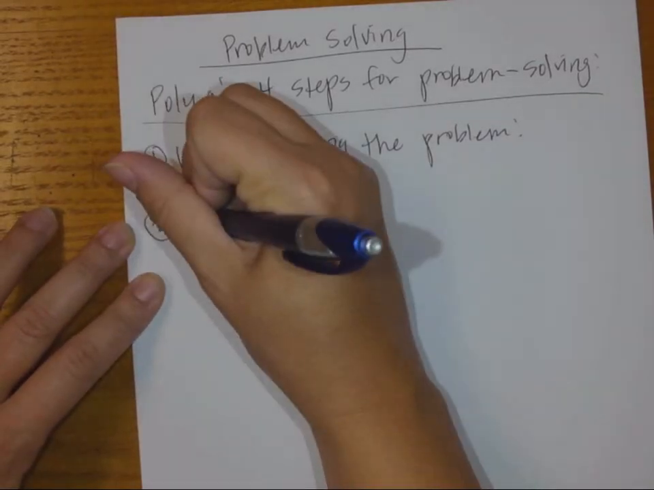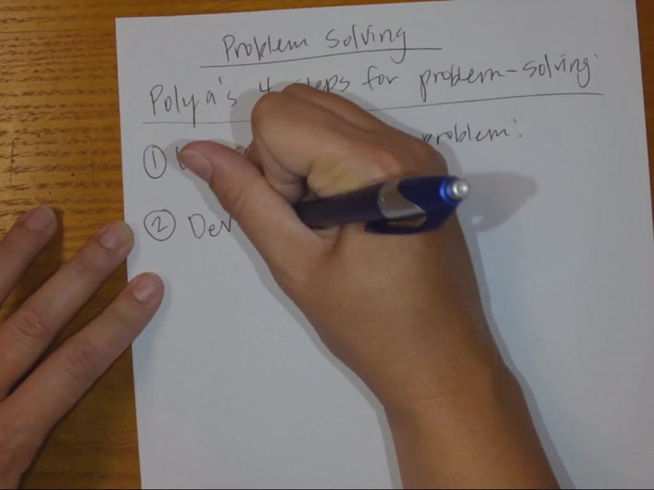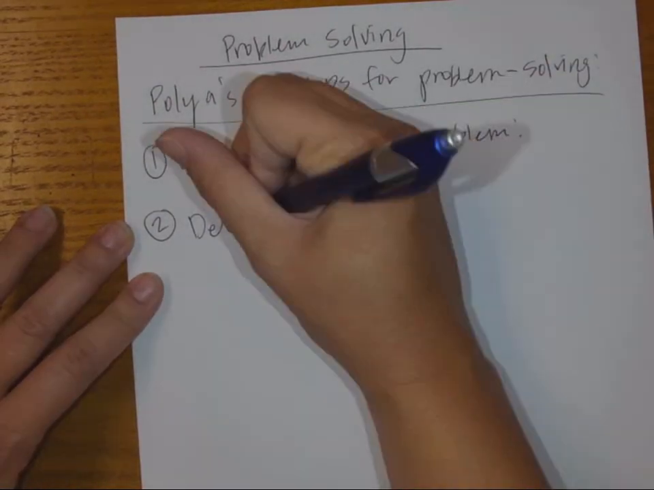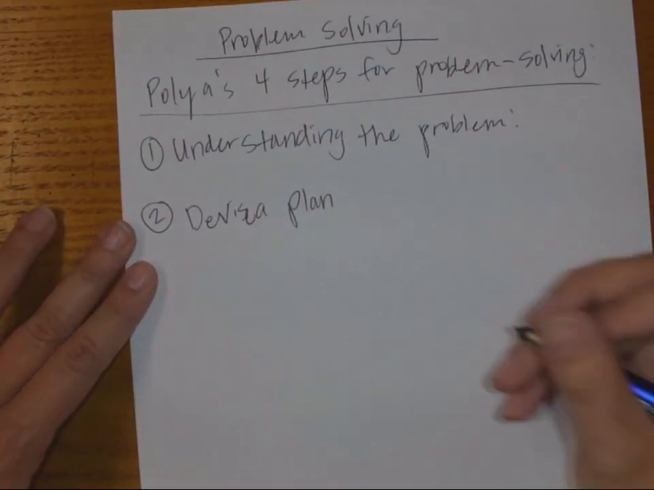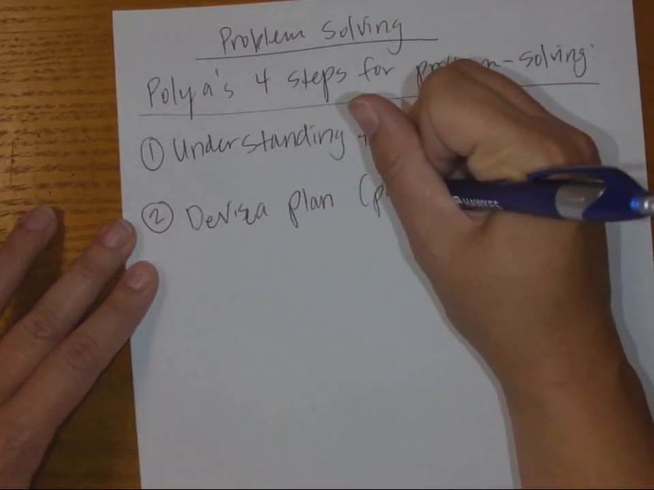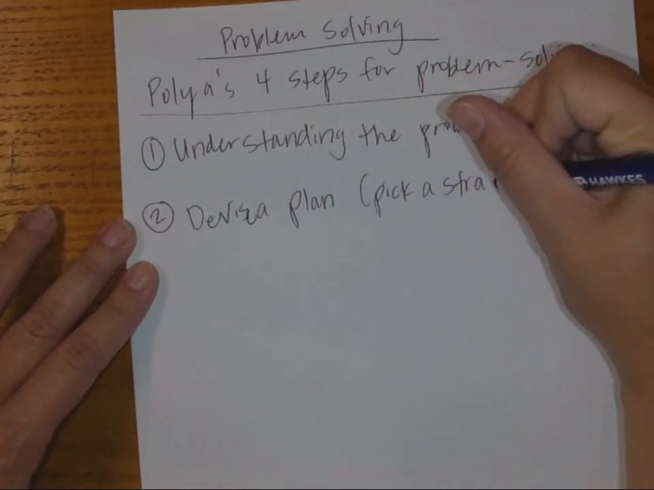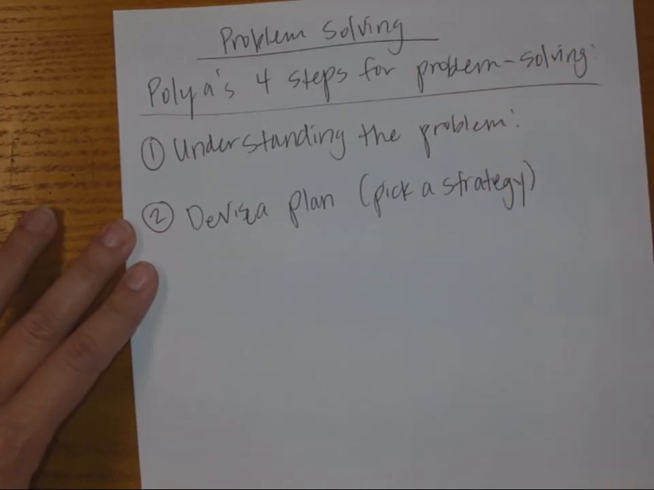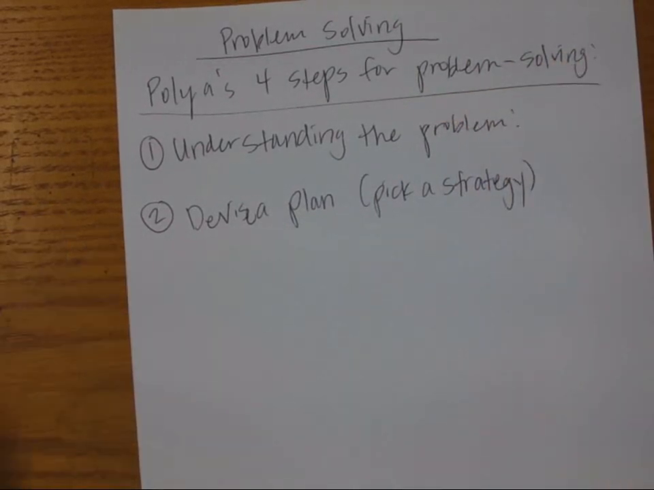So the next step is to devise a plan. Devising a plan is basically picking a strategy. For some problems, drawing a picture would work great. For other problems, drawing a picture might not be very good, because you'd have to draw 332 cows for your picture, and nobody wants to sit and draw that many cows. So then you might want to pick a different strategy depending on the problem. This is where you think through. Okay, that won't work, this might work, and you devise a plan.